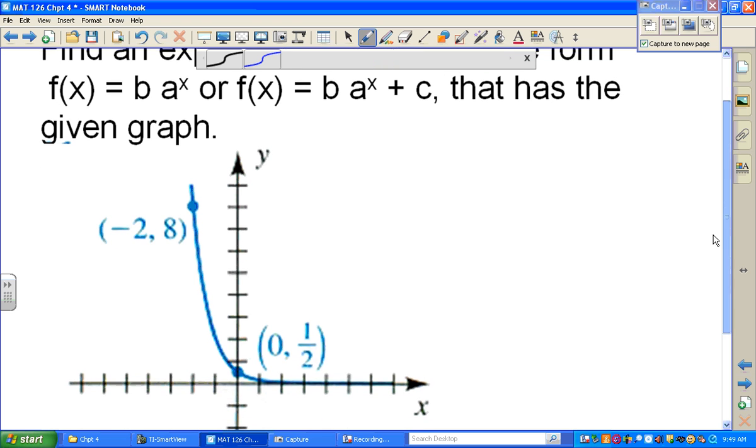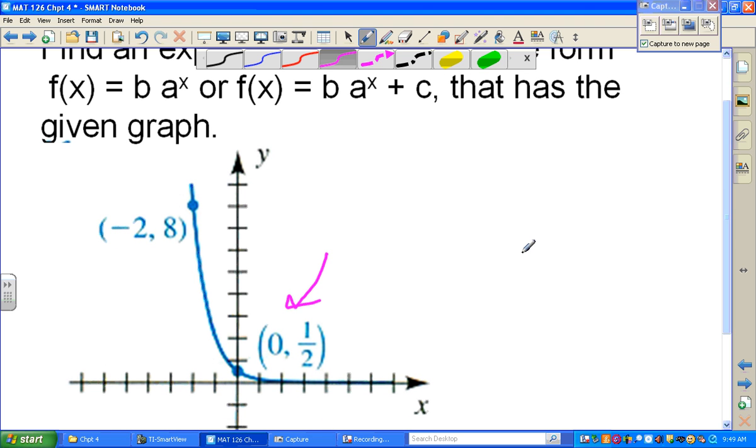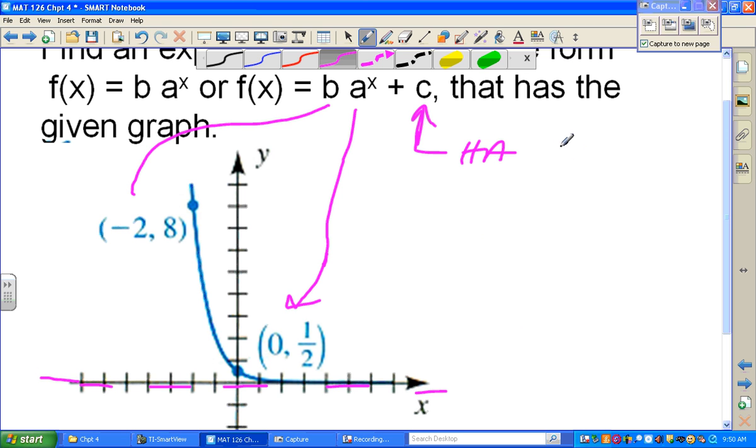Anyway, this point right here, 0, 1/2. Do you think this helps us find A? Do you think it helps us find B? Or do you think it helps us find C? What's C usually referred to? Horizontal asymptote. Where's the horizontal asymptote here? At 0. We just talked about that. Can I use my graph to find the equation? No! You got to know what each part means. That's why I spent so much time explaining the other one.